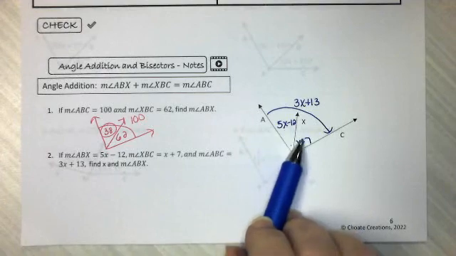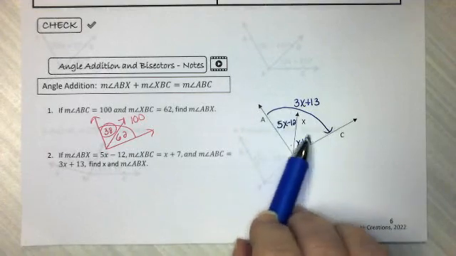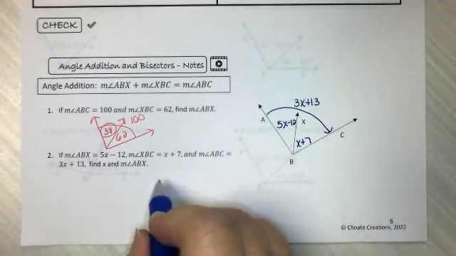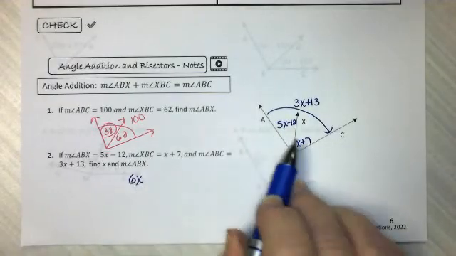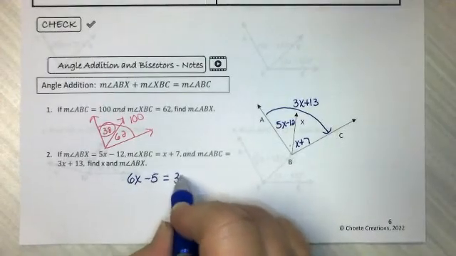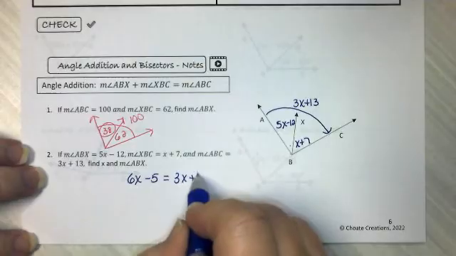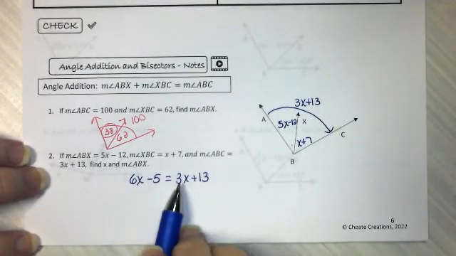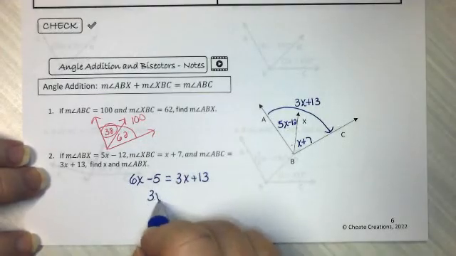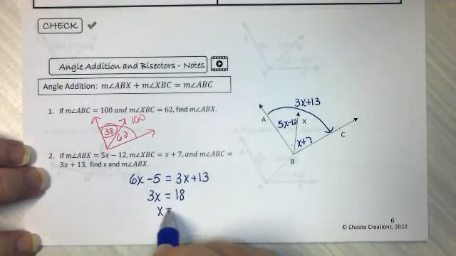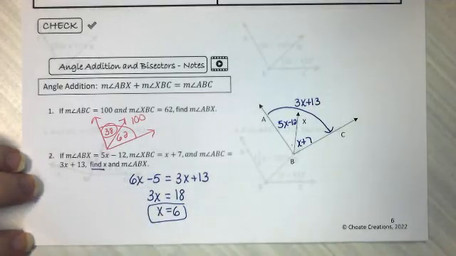So notice I've got the two little angles and the big angle. I'm going to add the two small angles to equal the big one. So 5x plus x, that would be 6x. Negative 12 plus 7 is minus 5 equals the big angle, 3x plus 13. And now we're going to solve for x. So subtract 3x, add 5, and we get x equals 6. That was part of our question, find x.